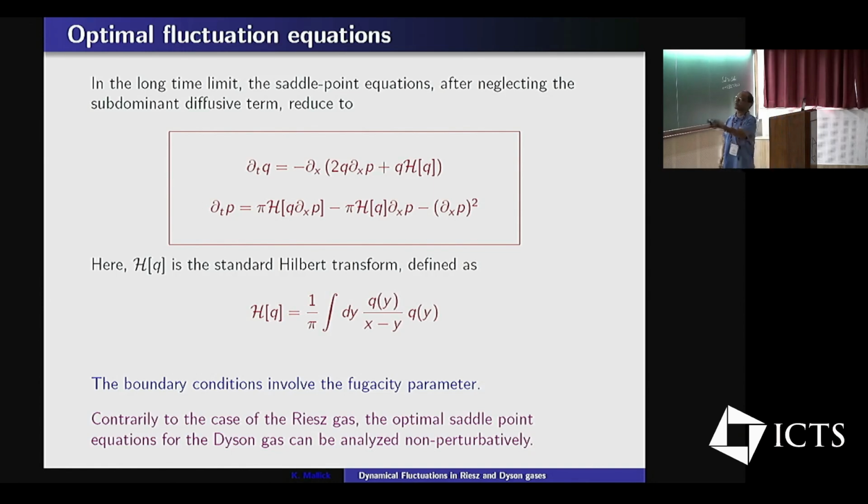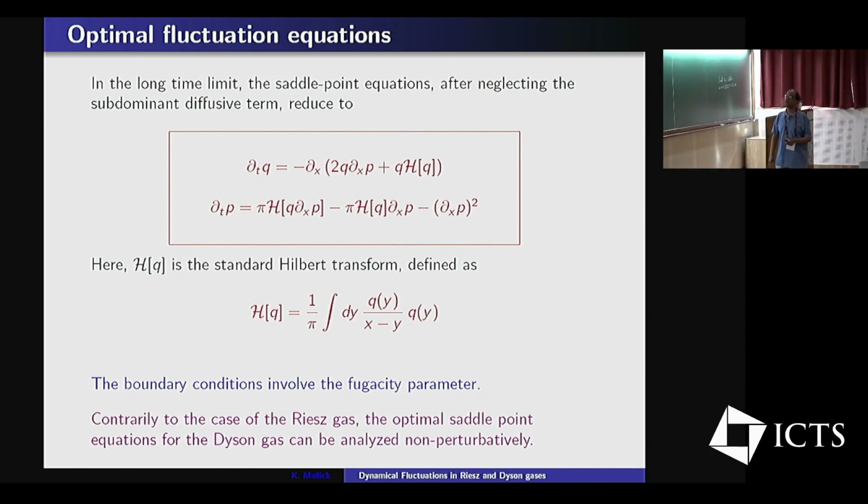And now we have the real Hilbert transform. There's a little difference: maybe I forgot a pi here. In the usual Hilbert transform, there's 1 over pi. So I put it back. I forgot a pi here because I just copy and pasted the equations. Anyway, now we have to solve these equations and their boundary conditions that I'm not going to write again. But the nice feature of the Dyson gas, contrarily to the Riesz gas, is that these equations can be really analyzed non-perturbatively.